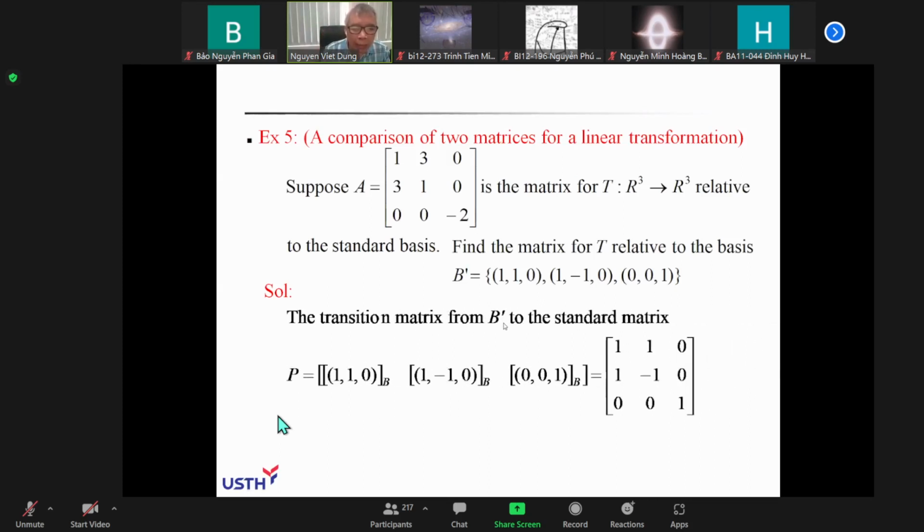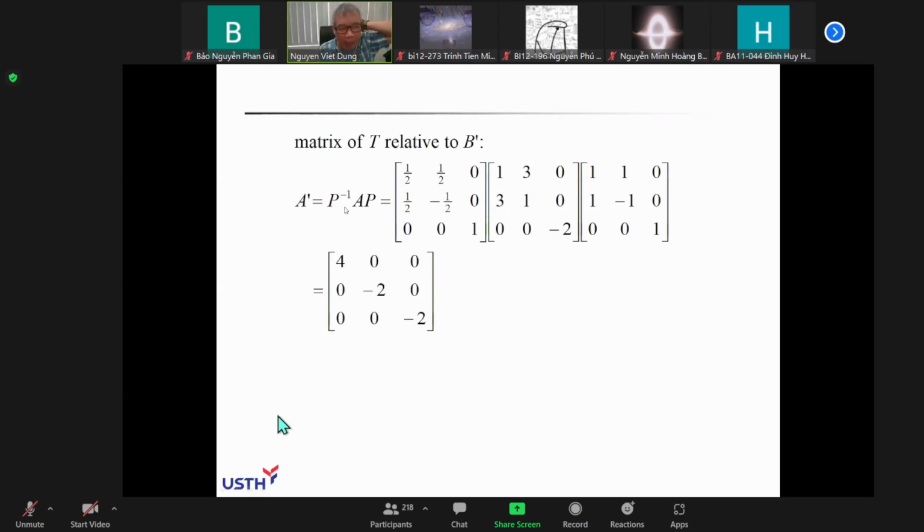First, we need to find the transition matrix from B prime to the standard basis. It is here. And the transition matrix from the standard basis to B prime equals that. And then A prime will be that one, P inverse multiplied by A multiplied by P. So if you multiply the matrices here, you will get that one.